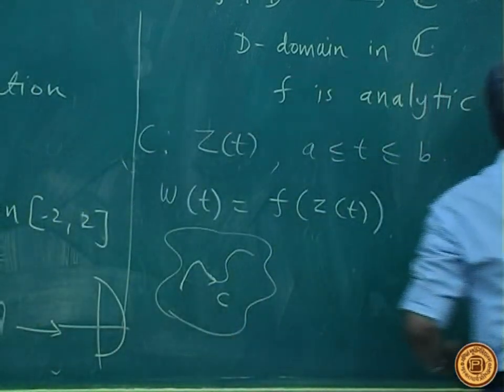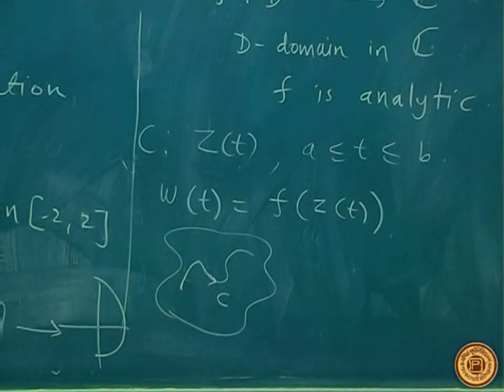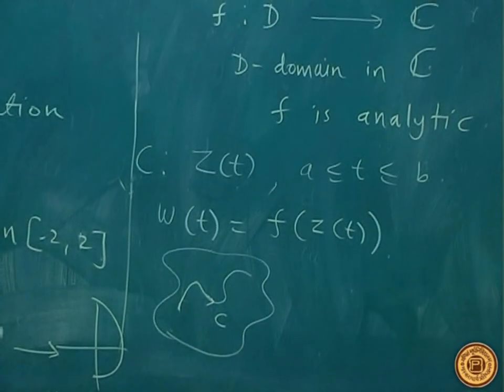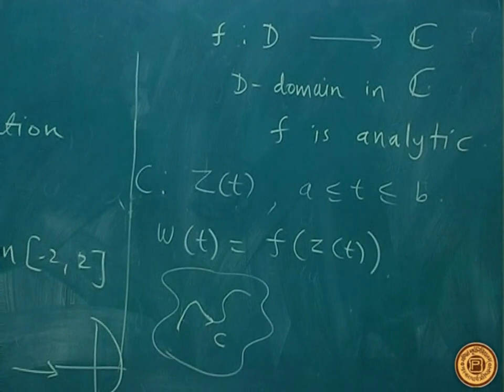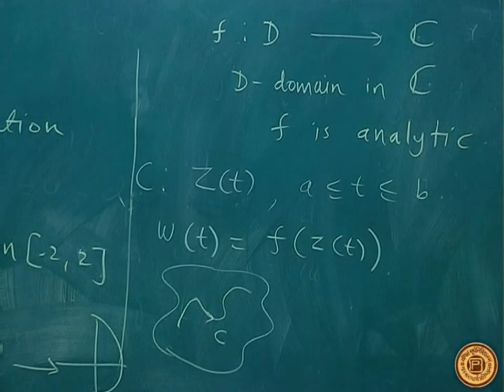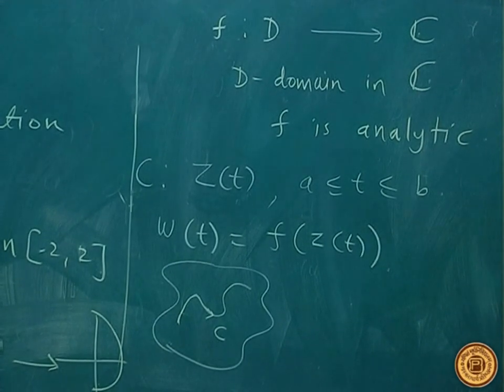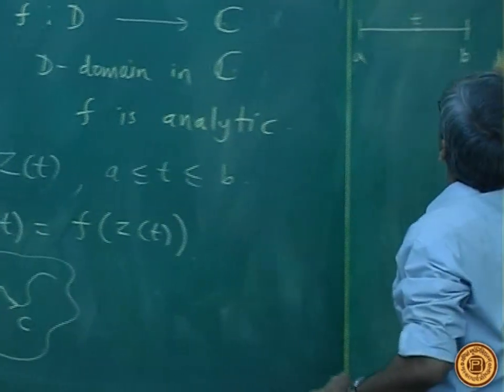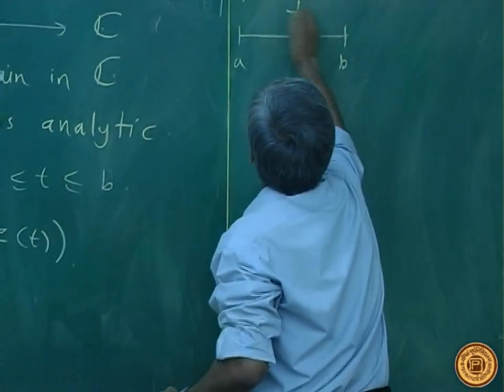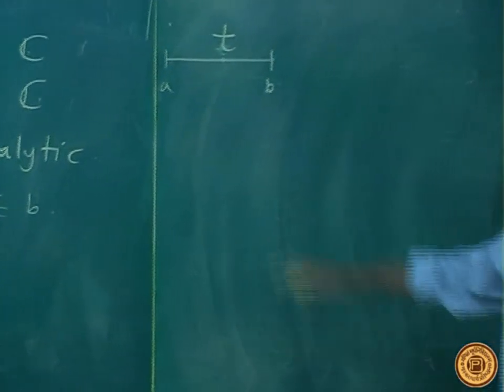I will draw this again. See this very carefully. This is most important. So this is the parameter interval, say AB. Then t varies in this. Let me take a variable point, say t. Can you see this t?